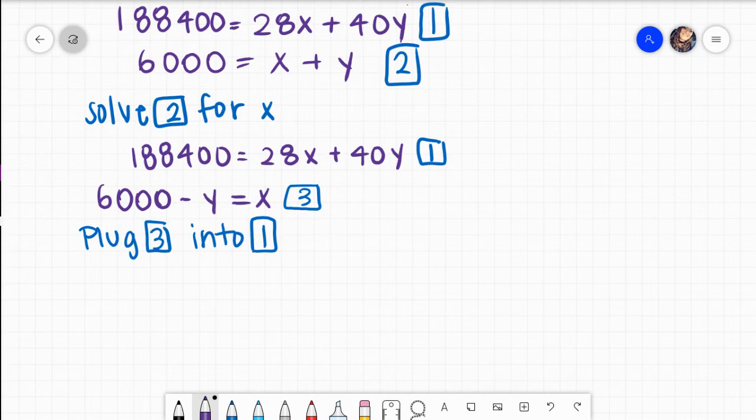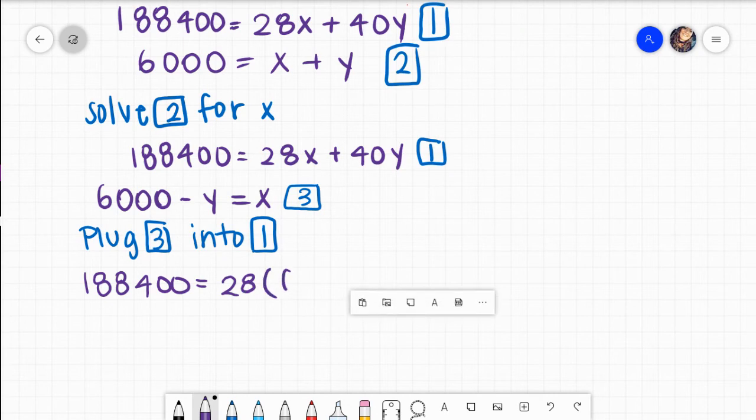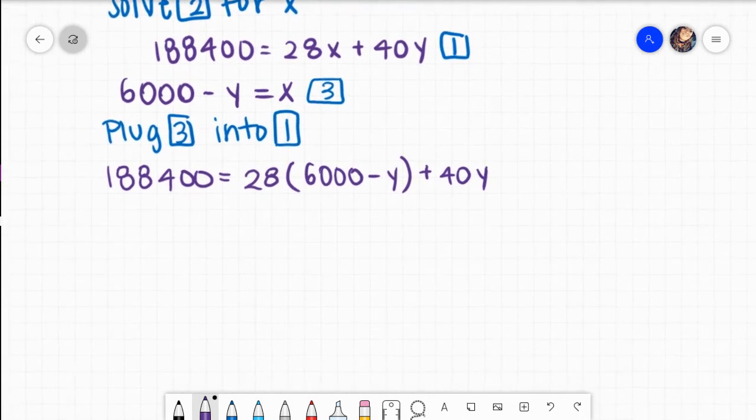Equation 3 is solved for x, so we're going to write equation 1 until I see an x. I get 188400 equals 28 times x. I already solved for my x. It's 6,000 minus y, close, right? That would be it. That's my x. And then I notice that I have a plus 40y. Okay, so now that I've gotten here and I notice that all I have is one variable, I can just solve it like a normal equation, y'all.